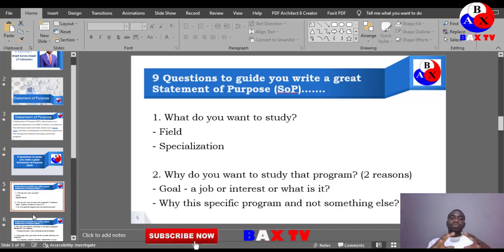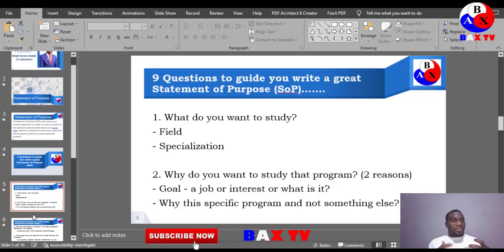You don't have to make it too lengthy. Okay, just give 2 reasons. So why do you want to study that program? For instance, why do you want to study human resource management? Why do you want to do that? Now, under this, you look at what your goal is, that is a job or interest, or what is it? Is it because of a job that you want to study that program, or you have an interest for it, or what is it? What actually is the driving force to you studying that particular program? So you need to know what is the goal.